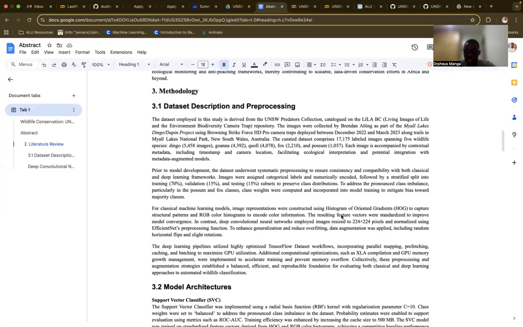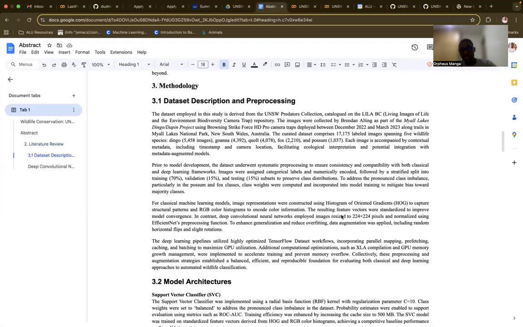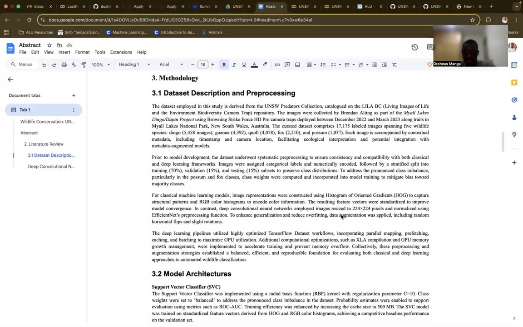So I trained five different machine learning models, which include the classical ML models, which are the support vector classifier and the logistic regression. Then for deep learning, I built a custom CNN model, and I also utilized transfer learning such as ResNet50 and EfficientNetB.